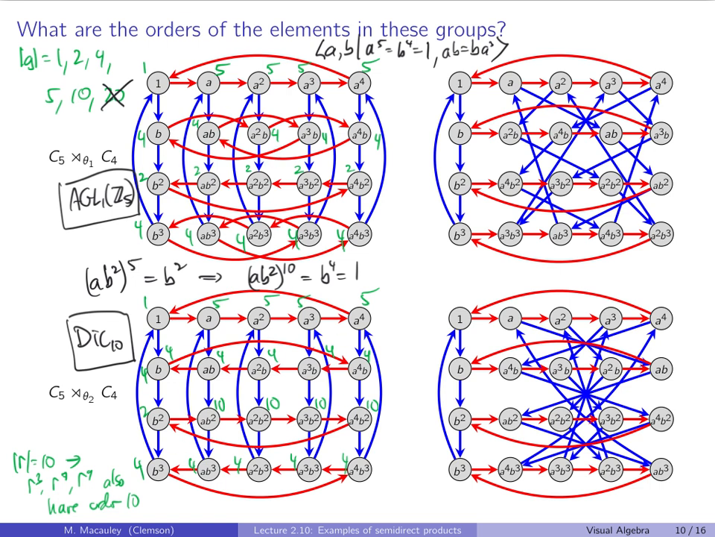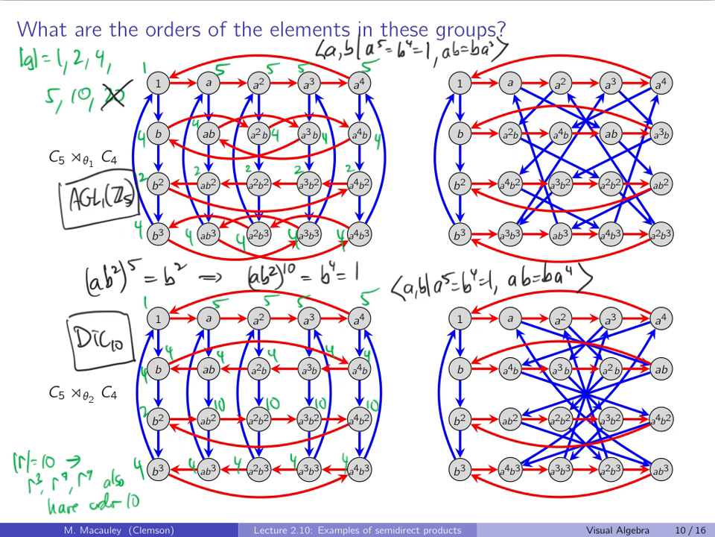Down here, we have the group generated by A and B, same beginning. A to the fifth equals B to the fourth equals 1. But now AB equals B, A to the what? So red, blue equals blue. You could say A inverse or A to the fourth. So blue, red, red, red, red.